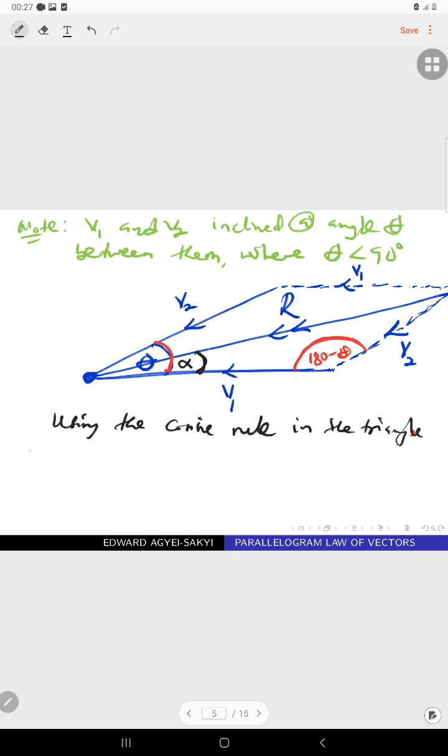Use the cosine rule in the triangle and you get what? R squared to be what? V1 squared plus V2 squared minus 2 V1 V2 cos of what? 180 minus theta. So that is that. After getting it, you solve it and get your R. Then use the sine rule to get your alpha. So you could see that, check the triangle.